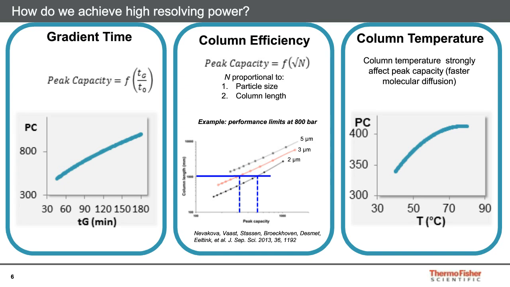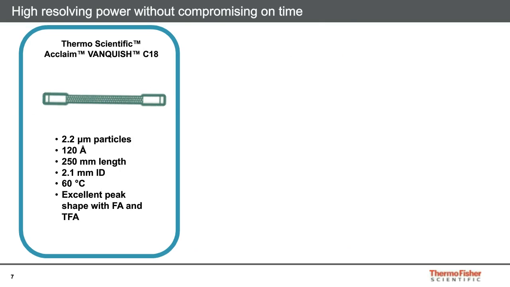Now, what can we do? What do we offer in terms of products to make sure that we achieve the proper resolution for peptide mapping? Well, firstly, we have the column. We normally recommend to use the Thermo Scientific Acclaim Vanquish C18. It's not the only column available in our portfolio that is providing very good results for peptide mapping, but it is the one we tend to prefer.